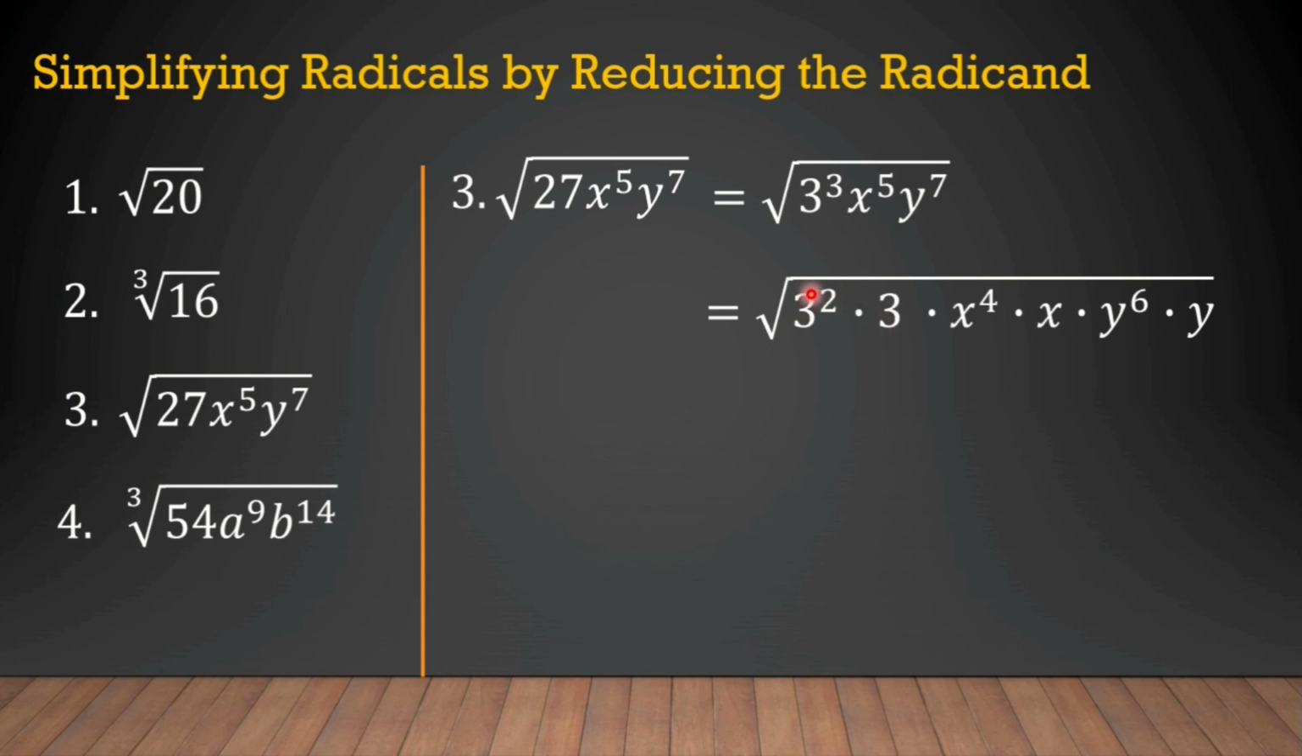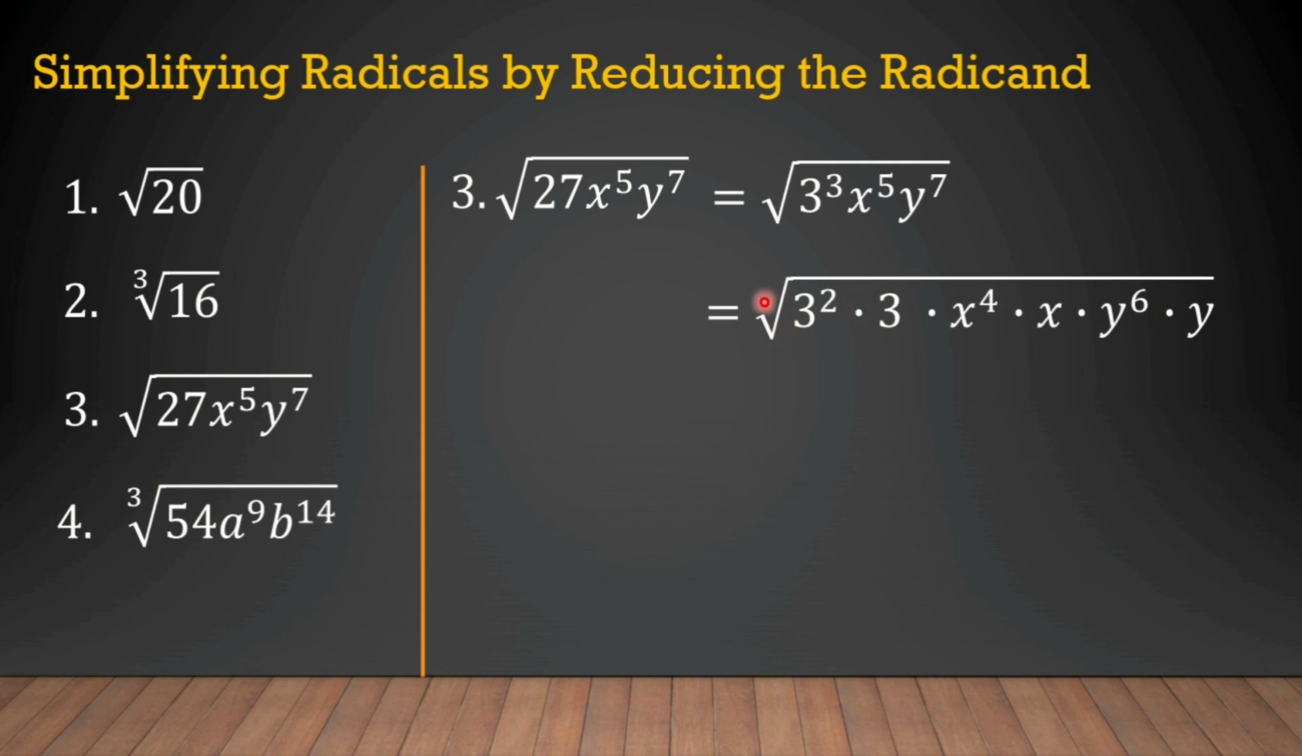Okay, same base, i-add natin yung exponent. So 2 plus 1 is equals to 3. So, same base. So, ito yung equivalent niya. Then, yung x raised to 5 naman is ginawa natin x raised to 4 times x. 4 plus 1 is equals to 5. Y raised to 6 times y para sa y raised to 7. Kasi 6 plus 1 is equals to 7. Same base lang natin na y. Okay, so kung makikita natin dito, ang mga exponent na niya ay divisible na siya by 2, which is yung index natin.